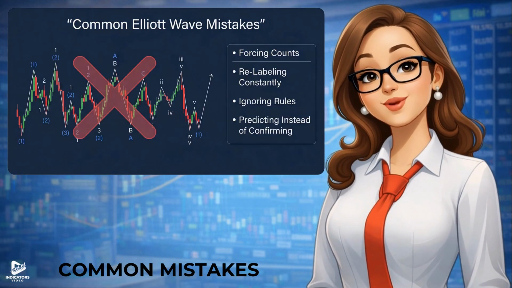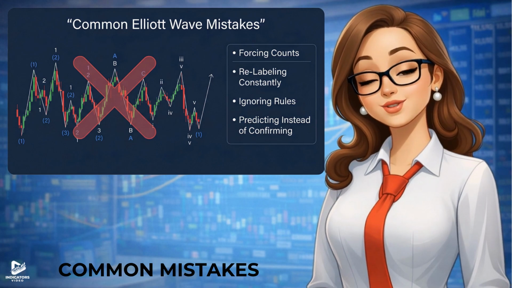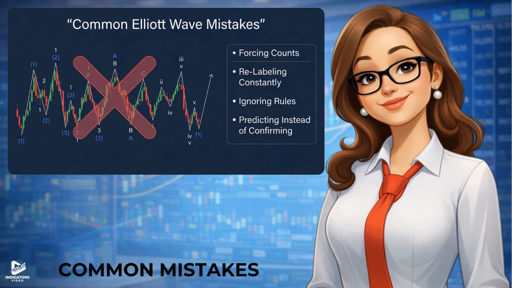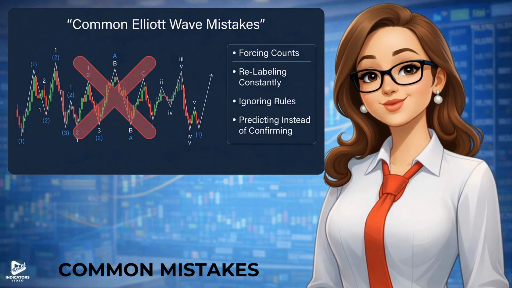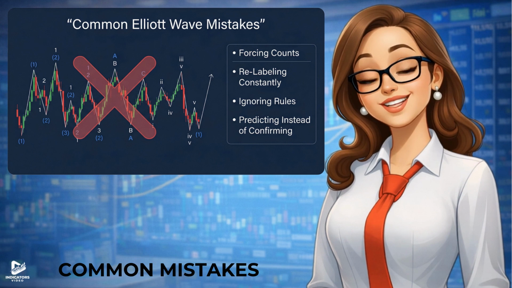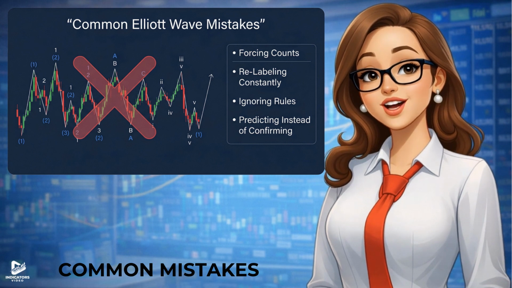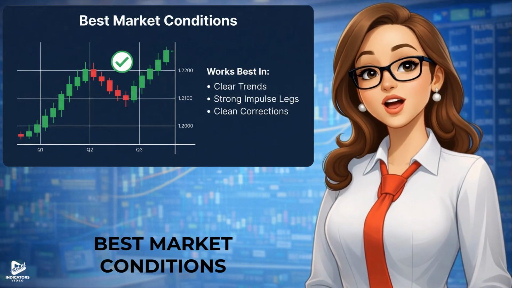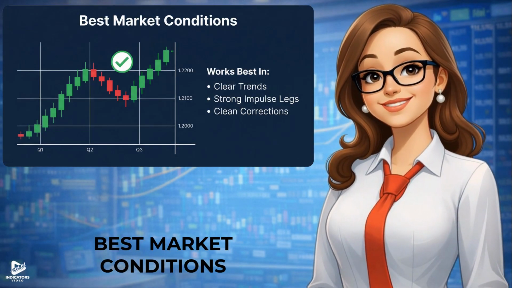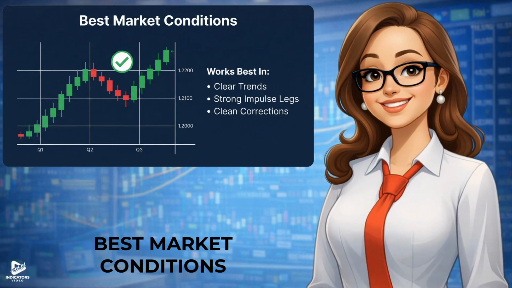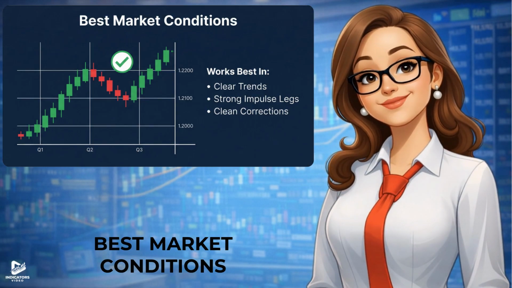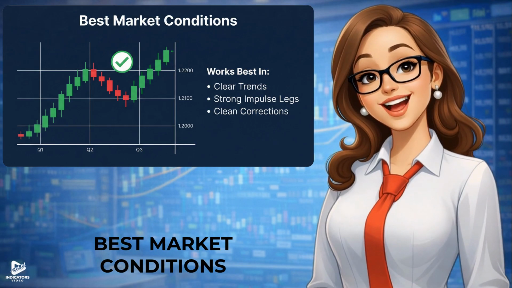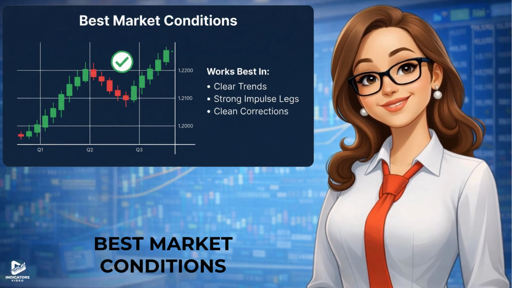Common errors with Elliott waves include forcing counts onto messy markets, relabeling waves after every candle, ignoring invalidation rules, treating it as a prediction engine. Structure first, wave labeling second. Elliott wave works best in clean trending environments, strong impulse legs, clear corrections. It performs poorly in tight consolidation. Trend clarity improves wave clarity.